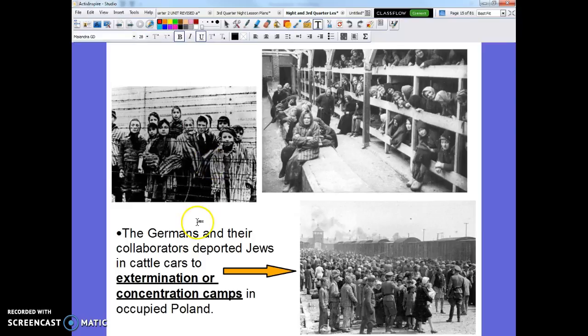Here are some more pictures, but from the ghettos they went into cattle cars, as you can see here, which are like train cars basically, and that led them to the extermination or concentration camps, which were in occupied Poland. You can see this is the process of selection at Auschwitz. The women to the right, the men to the left. They didn't know this was the last time they would see each other.